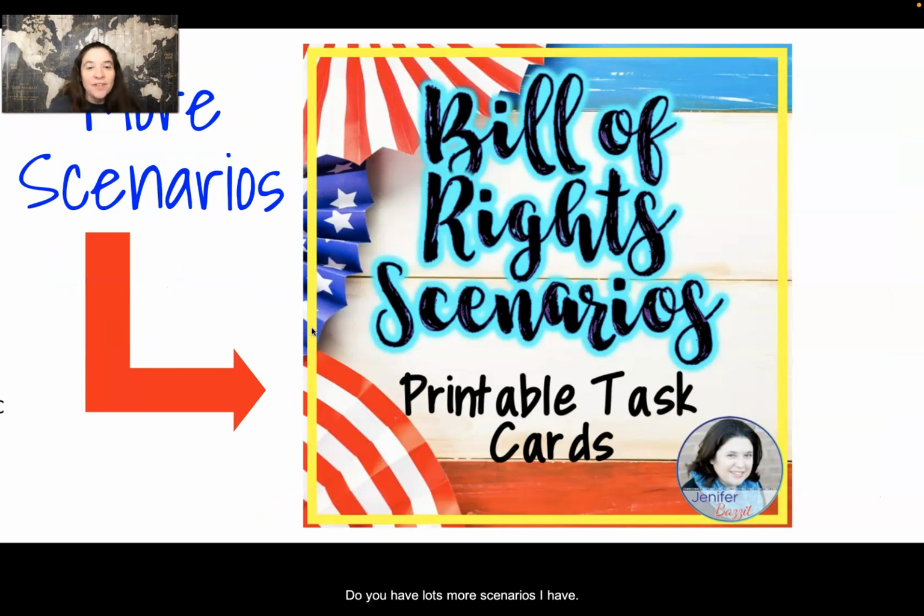I do have lots more scenarios. I have printable task cards with Bill of Rights scenarios, and in all of my Constitution resources, I have scenarios woven in so that students can think about how real life connects to the Bill of Rights.